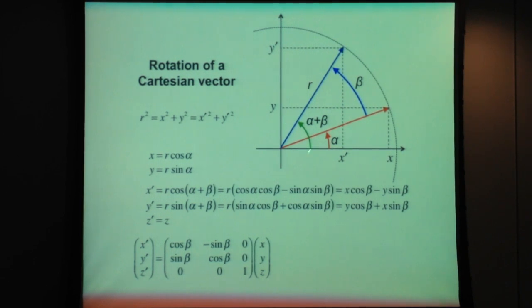We get then these components expressed in terms of the sum of the angles, alpha plus beta. We use that handy formula for the sum of angles. We get a new pair of simultaneous equations, x prime, y prime, z prime equals x cosine beta minus y sine beta, and so on and so on.